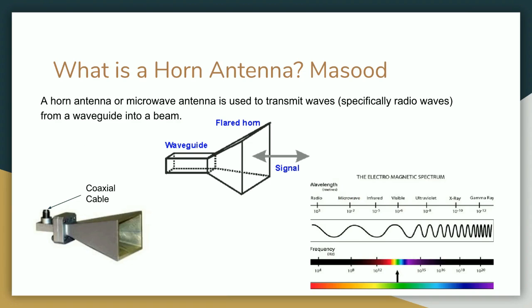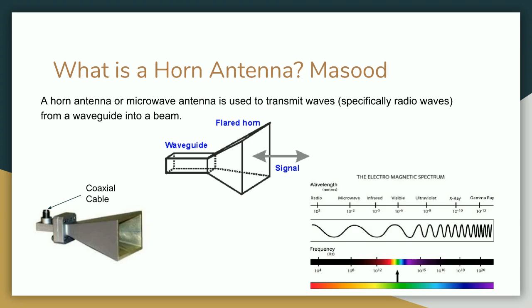A horn antenna, or a microwave antenna, is used to transmit waves, specifically radio waves, from a waveguide into a beam. A waveguide is a structure that guides waves such as electromagnetic waves or sound. Waveguides allow for low loss energy transfer. As you can see, the waveguide is connected to the backside of the horn. This is done by having one dimension of its wall greater than half the wavelength, which allows for minimal loss.